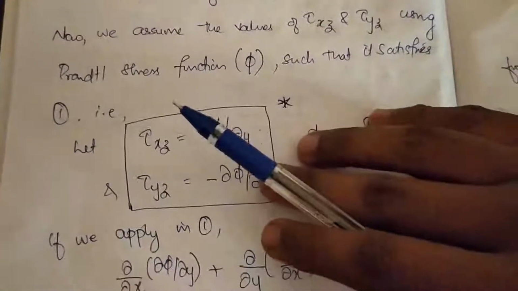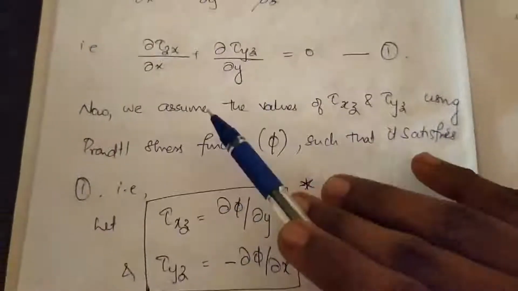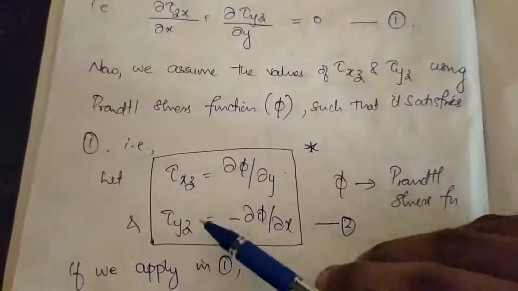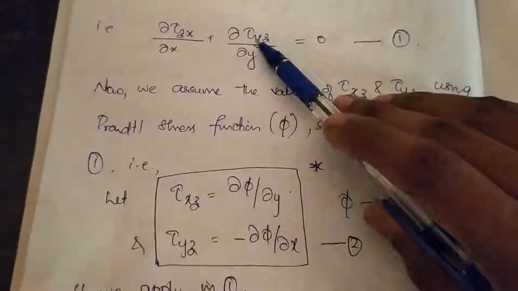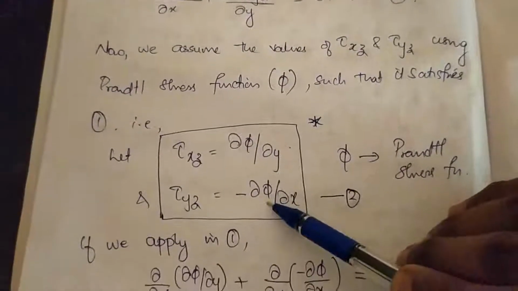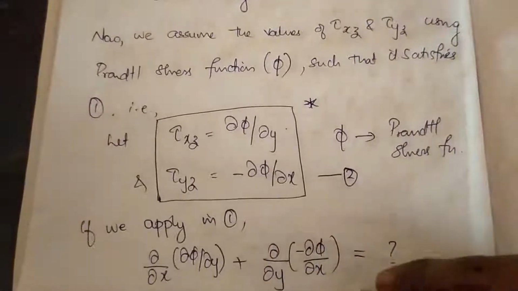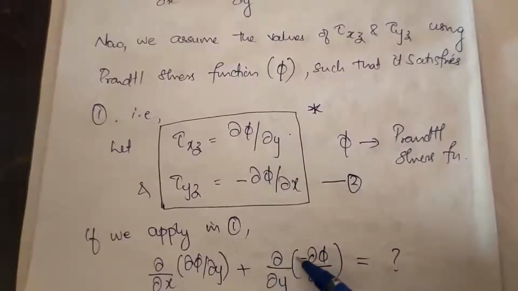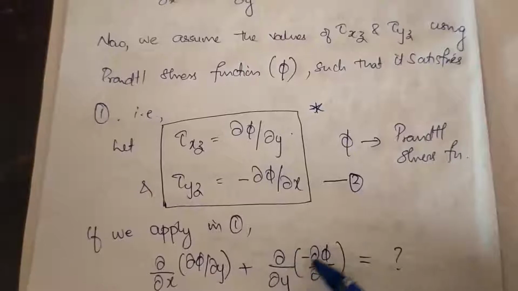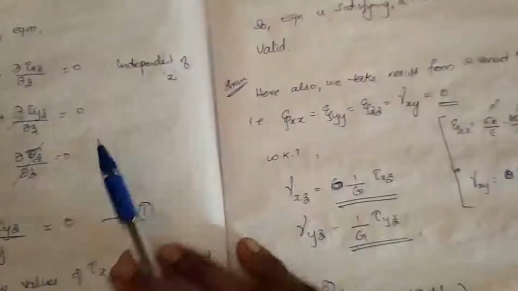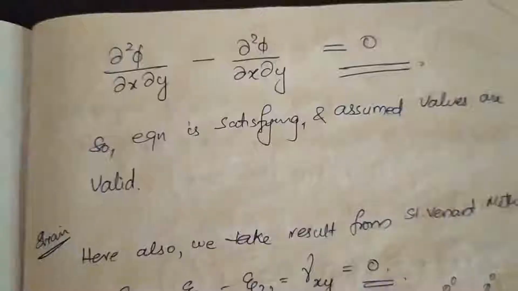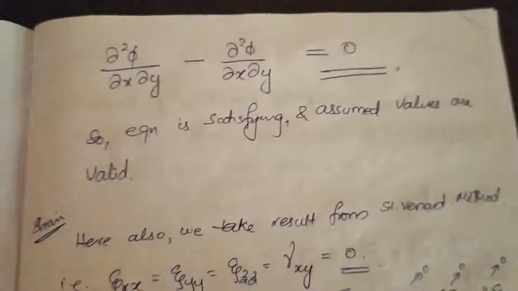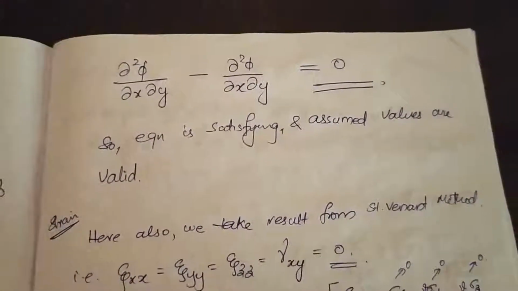Now applying this in the equation, instead of tau zx you are applying this value, and instead of tau yz, minus dou phi by dou x. So what happens? It's dou x here, dou y. So dou square phi by dou x dou y, take the minus out, dou square phi by dou y dou x. So it becomes 0. So the equation is satisfied and the assumed values are valid. It's a valid function.